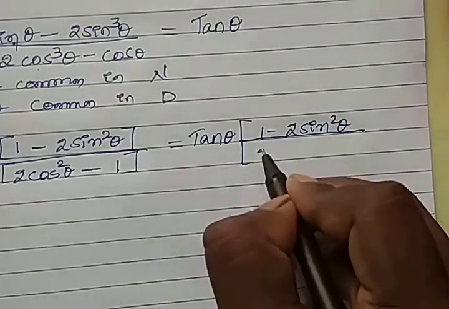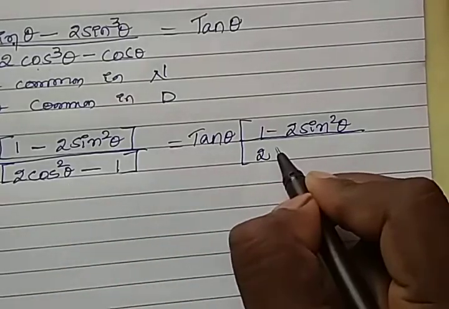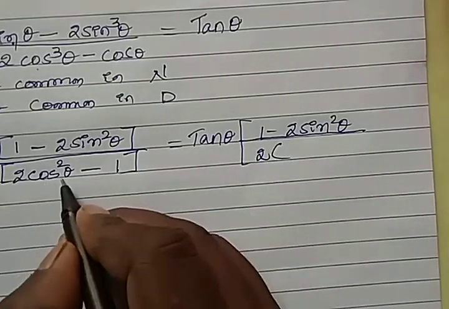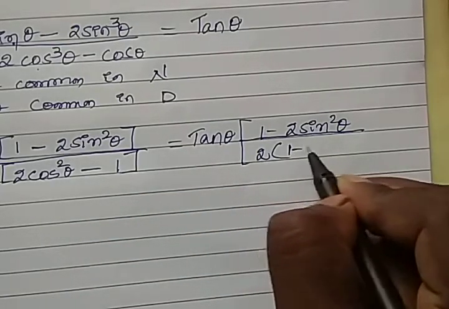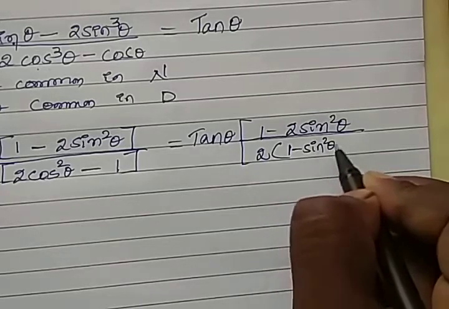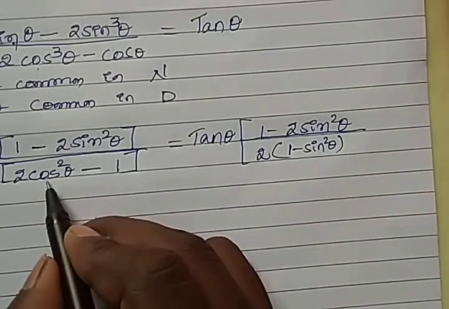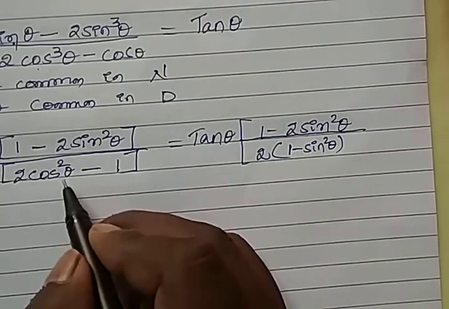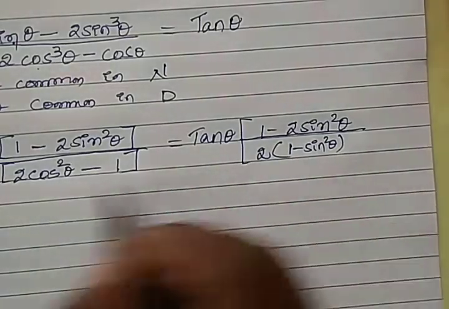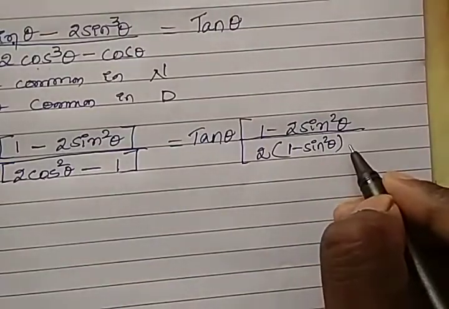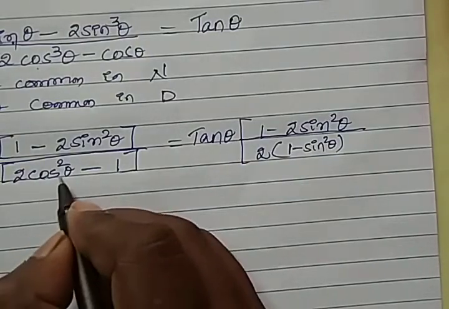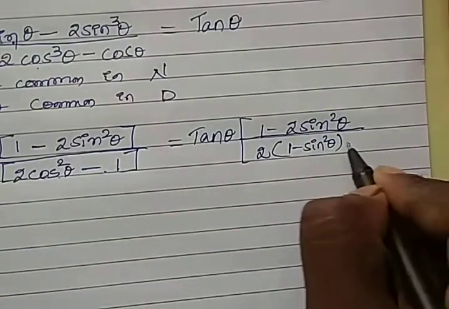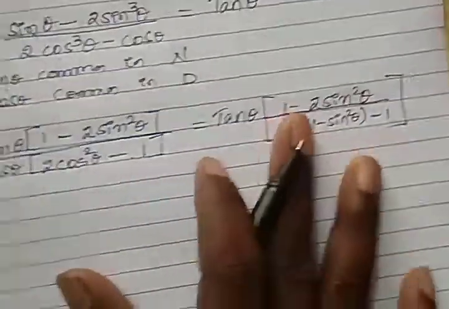Denominator we can change, 2 into cos square theta can be written as 2 into 1 minus sin square theta, because sin square theta plus cos square theta is equal to 1, and sin square theta if we send to the right side, then cos square theta is 1 minus sin square theta. And minus 1 is already there as it is.